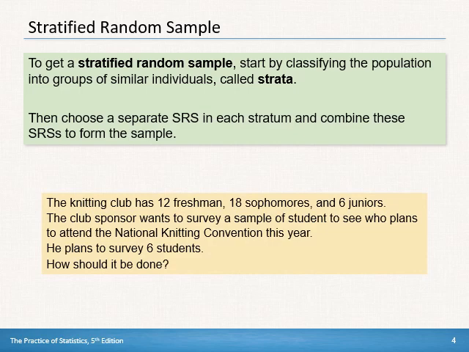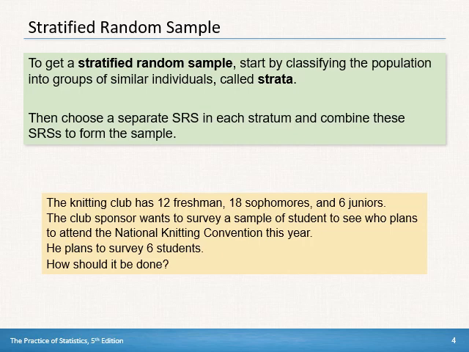So here's an example. The knitting club is kind of a silly example, but let's say we have 12 freshmen, 18 sophomores, and 6 juniors in this club. The club sponsor wants to survey a sample of students to see if they're going to attend the National Knitting Convention this year. He wants to survey 6 students. So how can this be done? How many people are in the entire population? It looks like 36. And we want a representative sample from each.